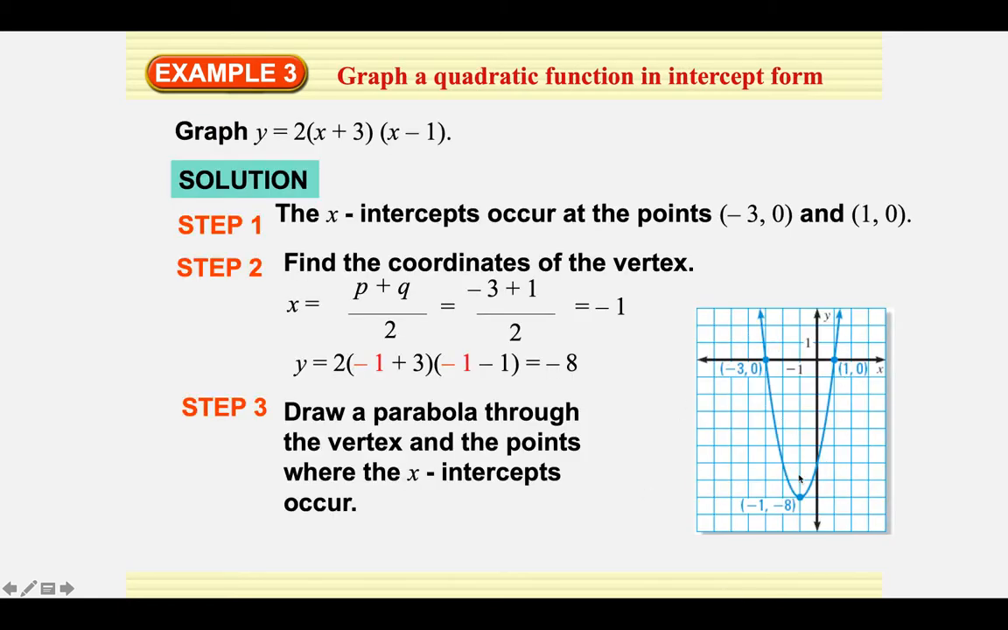If you wanted to get more points, you could just pick a value like 0 and plug that in and find out what the y value is there, and then reflect it across the axis of symmetry to get the 5th point. But on this one, the 3 points does a pretty good job of showing us how to graph our parabola.